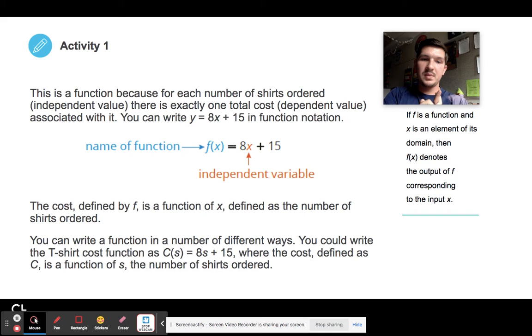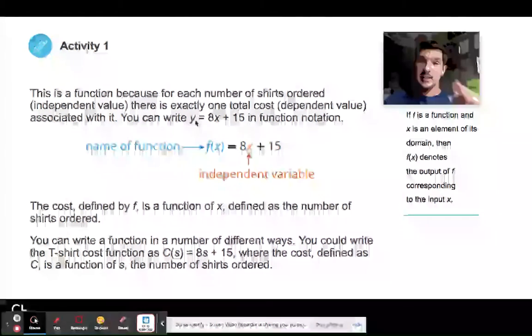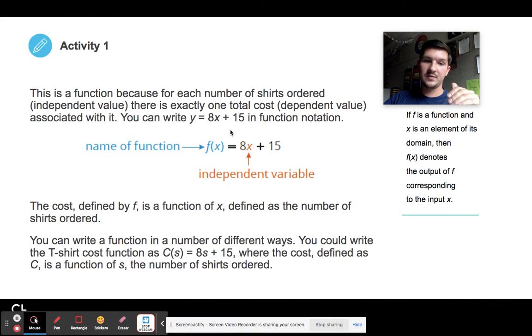Okay, so this function, because for each number of shirts ordered, the independent value, there is exactly one total cost, the dependent value, associated with it. So we can write this. Originally, it is written as y equals 8x plus 15, where 8 is your slope and 15 is your y-intercept. But we can change this into function notation and write it using the function name. And so there's going to be times we're going to have multiple functions on our graph, and so we use function notation to help us determine the difference of what line we're looking at. So f of x is the name of this function notation, but x is still your independent variable.